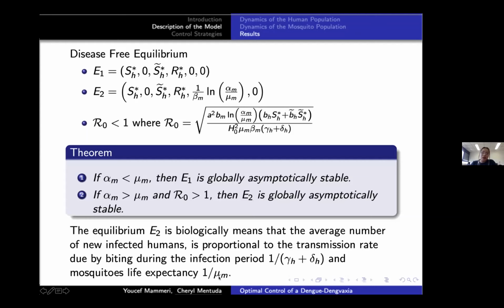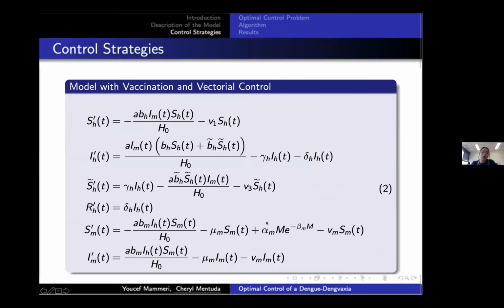So based on that ODE, we can have these control strategies. In the control strategy, we have 3 strategies implemented: the vaccination, vectorial control, and the combination of both. But I only have here the combination. If we consider only the vaccination, we will not include this part and this part. And if we consider vectorial control only, then we will not consider this and this one. V_1 S_H is the vaccination given to the primary susceptible human. V_3 S̃_H is the vaccination given to the secondary susceptible. And V_M S_M and V_M I_M are the vectorial control given to the susceptible and infected mosquitoes.